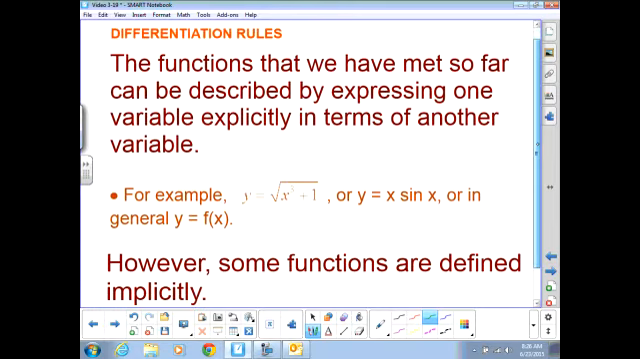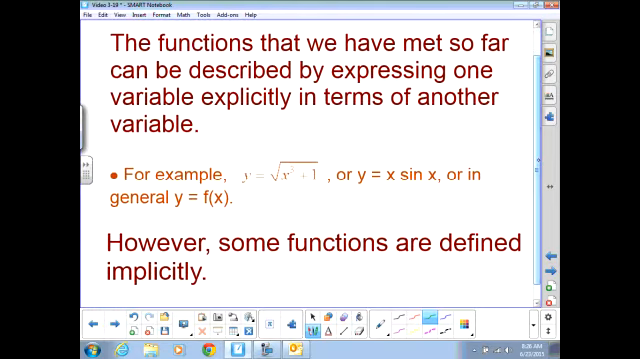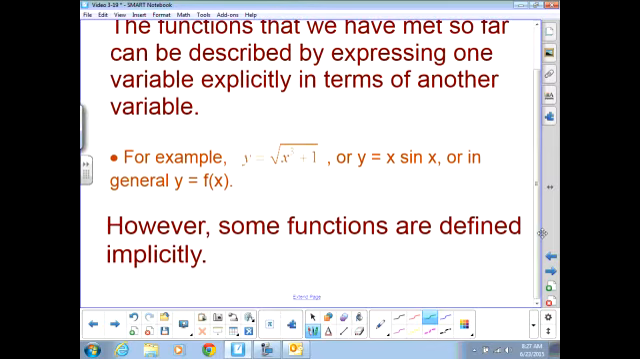Functions that we can write with y by itself, we call those explicit functions because they can be explicitly written in terms of another variable. So the two examples we have there are y equals square root of x cubed plus 1. Y is written explicitly in terms of x. And we have y equals x times sine x. In general, you have some function y equals f of x.